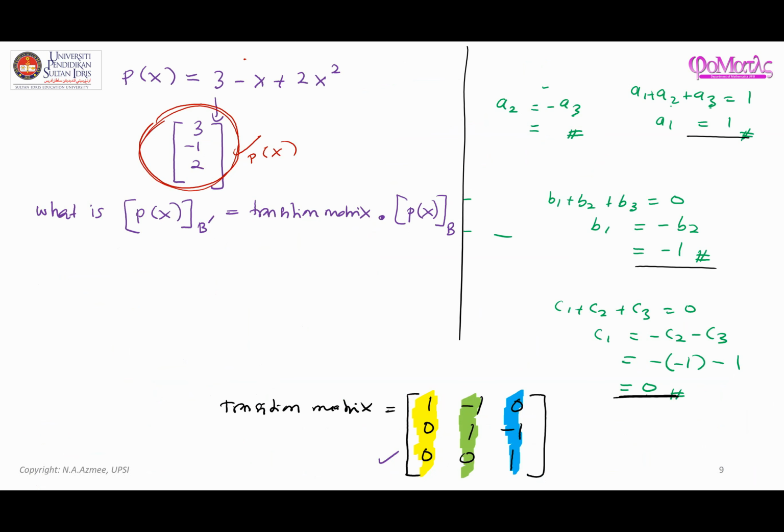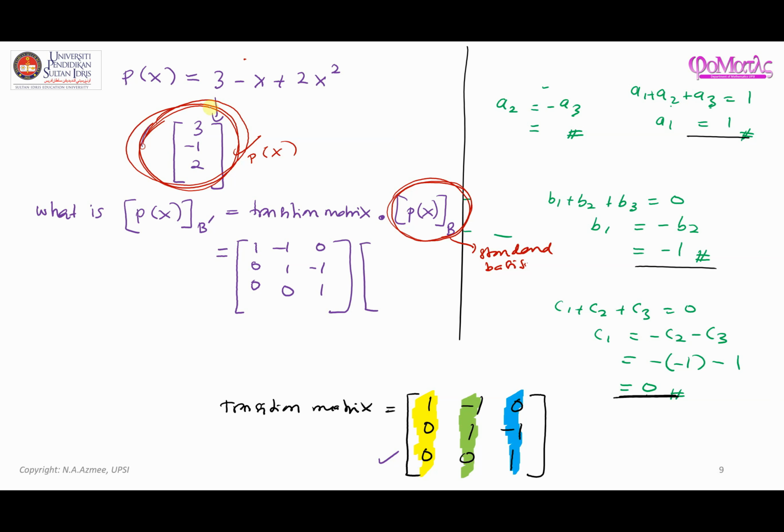So in this case, because B here is the standard basis, let me just reiterate my explanation. This is the standard basis. Therefore, the coordinate vector with respect to the standard basis will be the vector itself. Okay, and therefore we can just continue the process with plugging in the transition matrix, 1 0 0, negative 1 1 0, 0 negative 1 1, times this guy here, 3, negative 1 and 2.